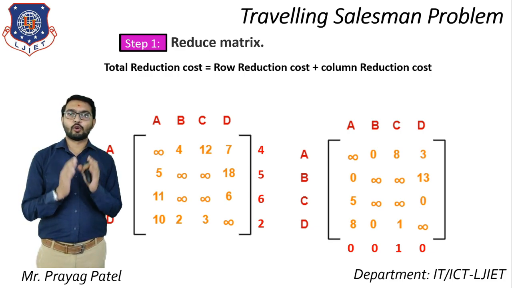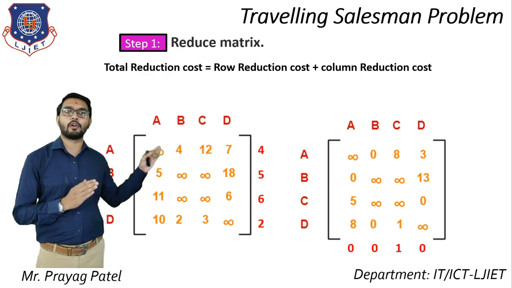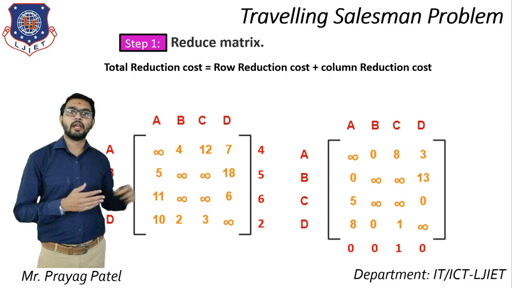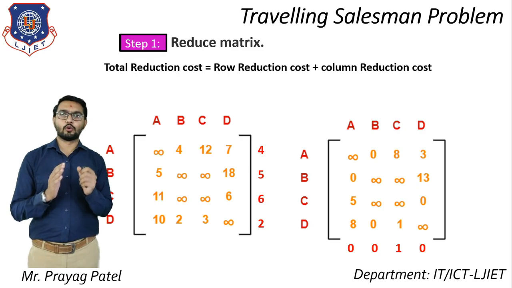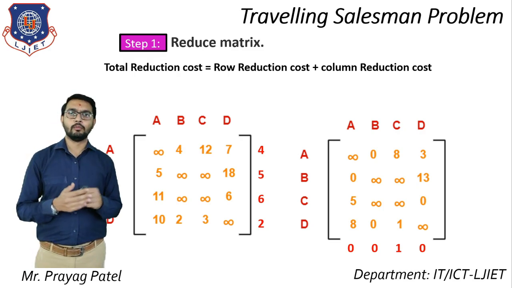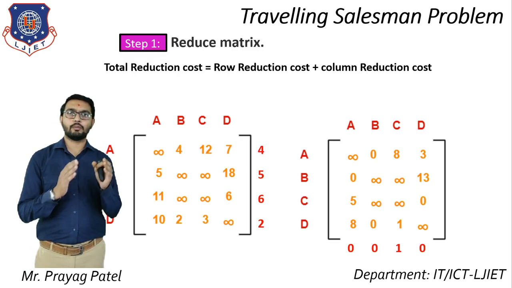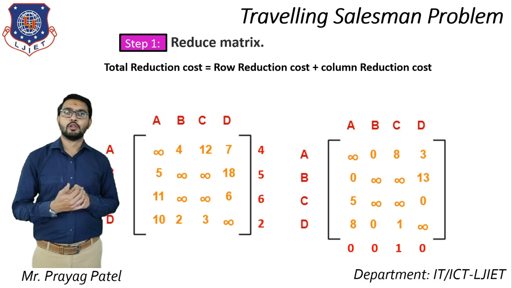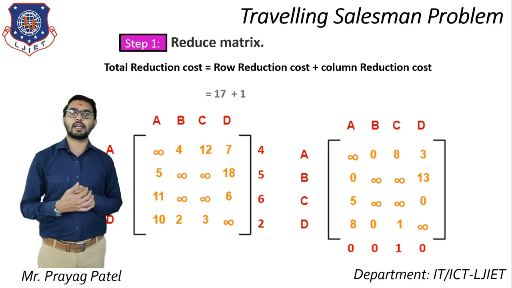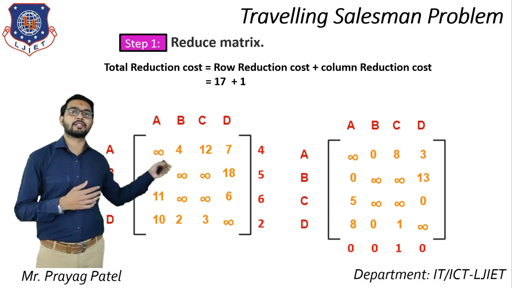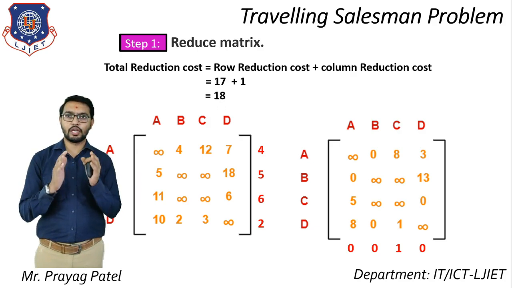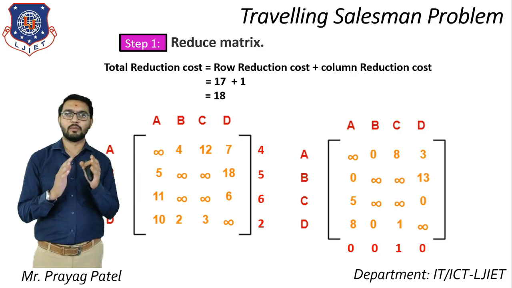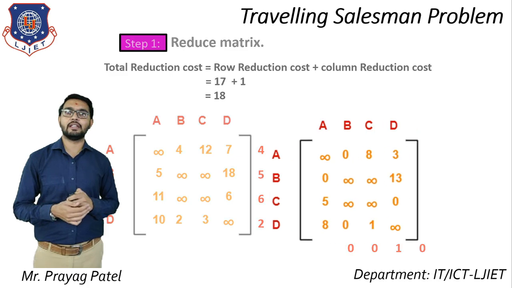So here for the row reduction, you perform the 4, 5, 6, 2 value, and for the column reduction, consider the value as 0, 0, 1, 0. So final total reduced cost equals row reduction cost plus column reduction cost. Here consider the row reduction cost as 17 and column reduction cost as 1. So total reduction cost equals 18.